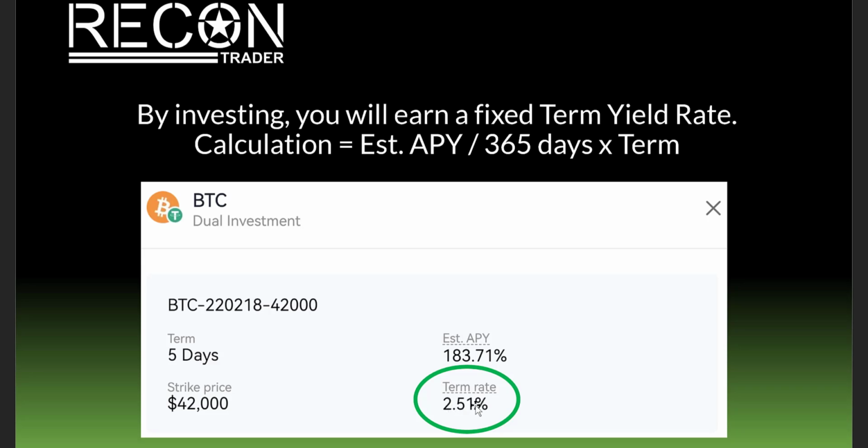And in reality, there's not a whole lot of places you can earn 2.5% on your money over 5 days. Or for that matter, you're going to be hard pressed to find a yield of almost 184% on BTC over a 1-year period.